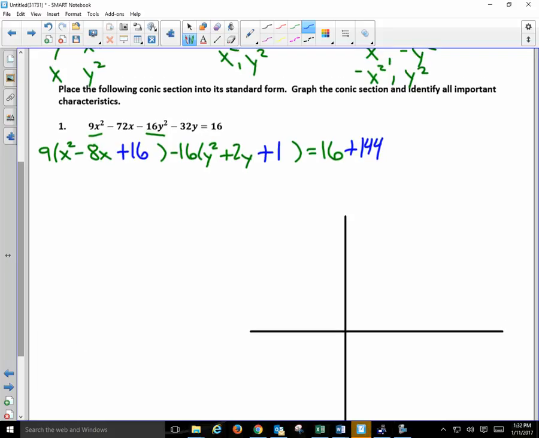So what's the true value of that 1? A positive 16 or a negative 16? It's a negative 16, so I will subtract 16 as well from the other side.